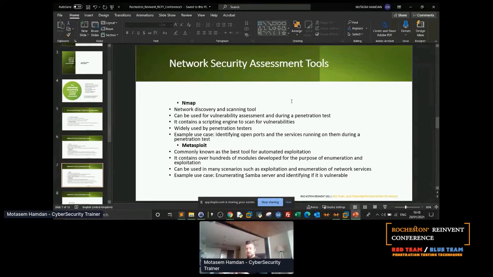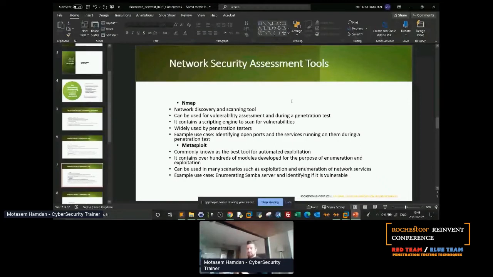Now, you may ask me, how can I use Nmap for pen testing or vulnerability assessment? Nmap has a scripting engine, which contains a list of all the protocols that you can test. Of course, the results of Nmap regarding vulnerability assessment can't be depended upon solely. You need to corroborate and enhance the output with another tool. But the scripting engine of Nmap can actually be used to scan for vulnerabilities. An example use case is identifying open ports and the services running on them during a pen test. We're going to see that in a while.